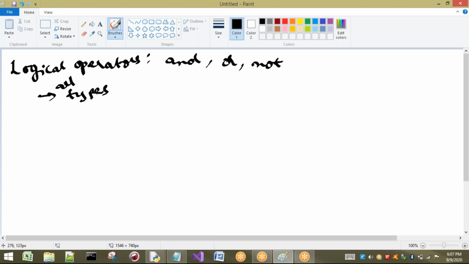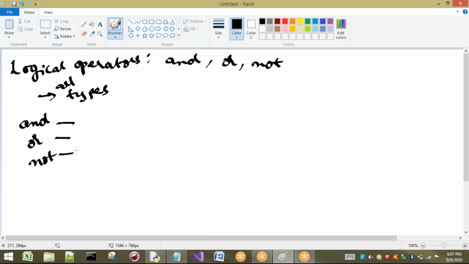That means all types means what? It can be int, it can be float, or it can be string, or any type. Now let us see how to apply these operators to different types of values. Before going to all these things, we have to understand what is meant by AND, what is meant by OR, and what is meant by NOT.